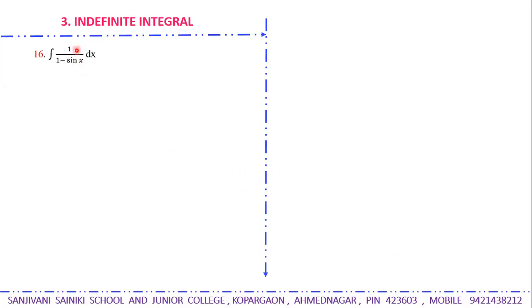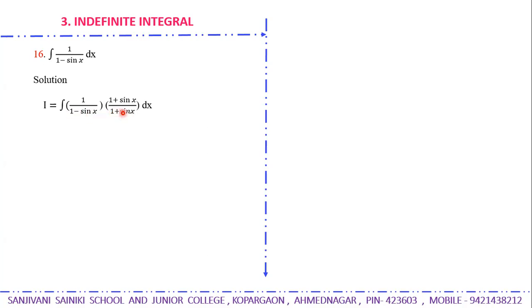Now 1 upon 1 minus sin x. Okay, so what is the solution of this function? We will multiply and divide by 1 plus sin x. So 1 into 1 plus sin x, and 1 minus sin x into 1 plus sin x.